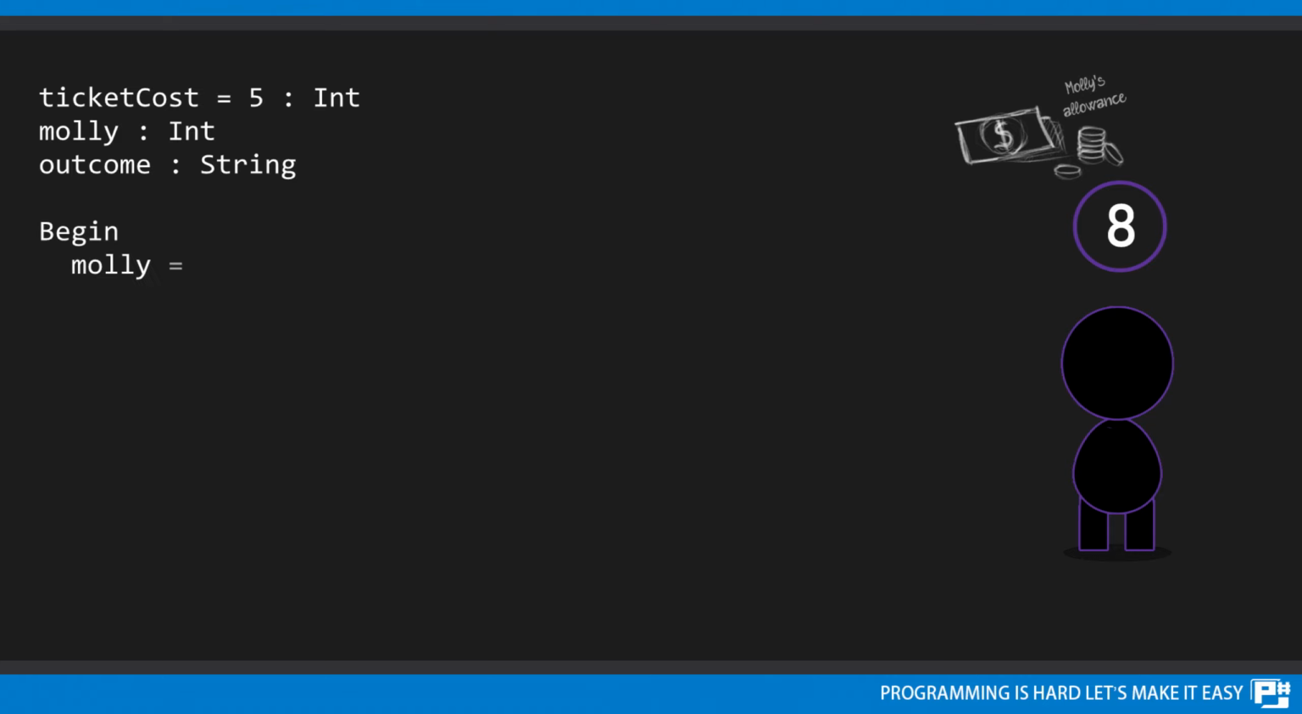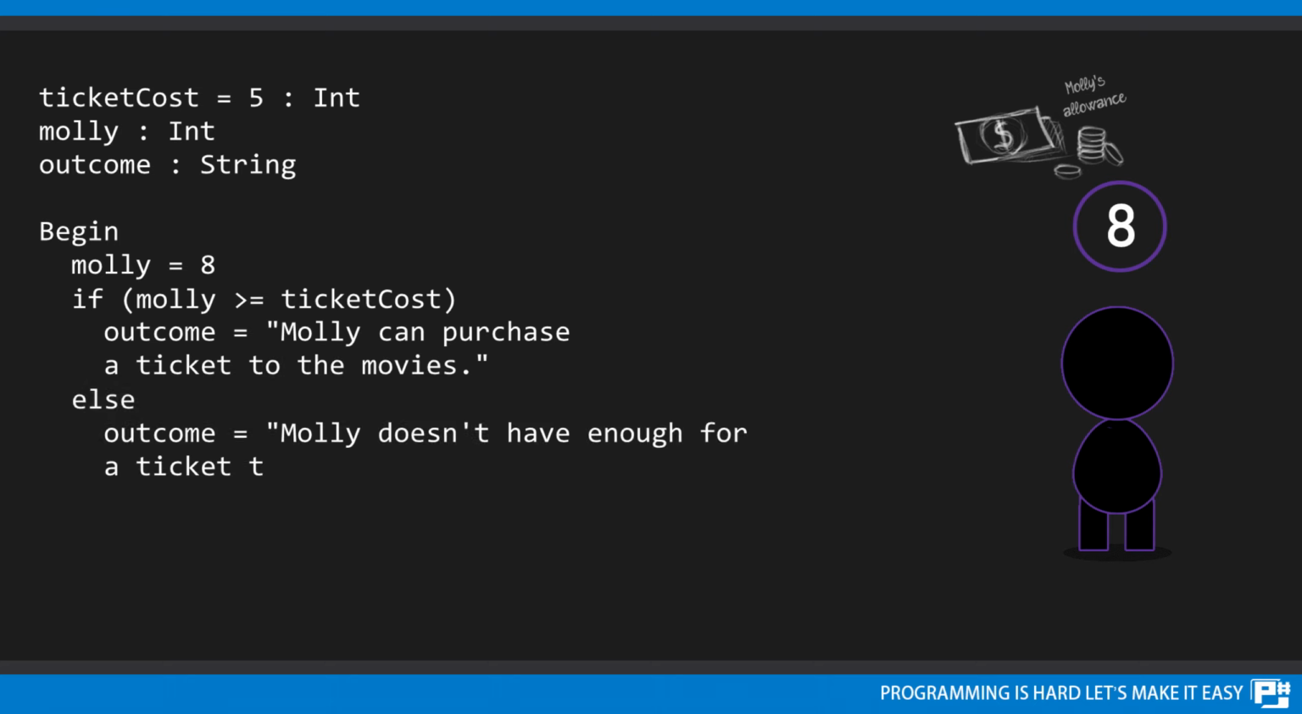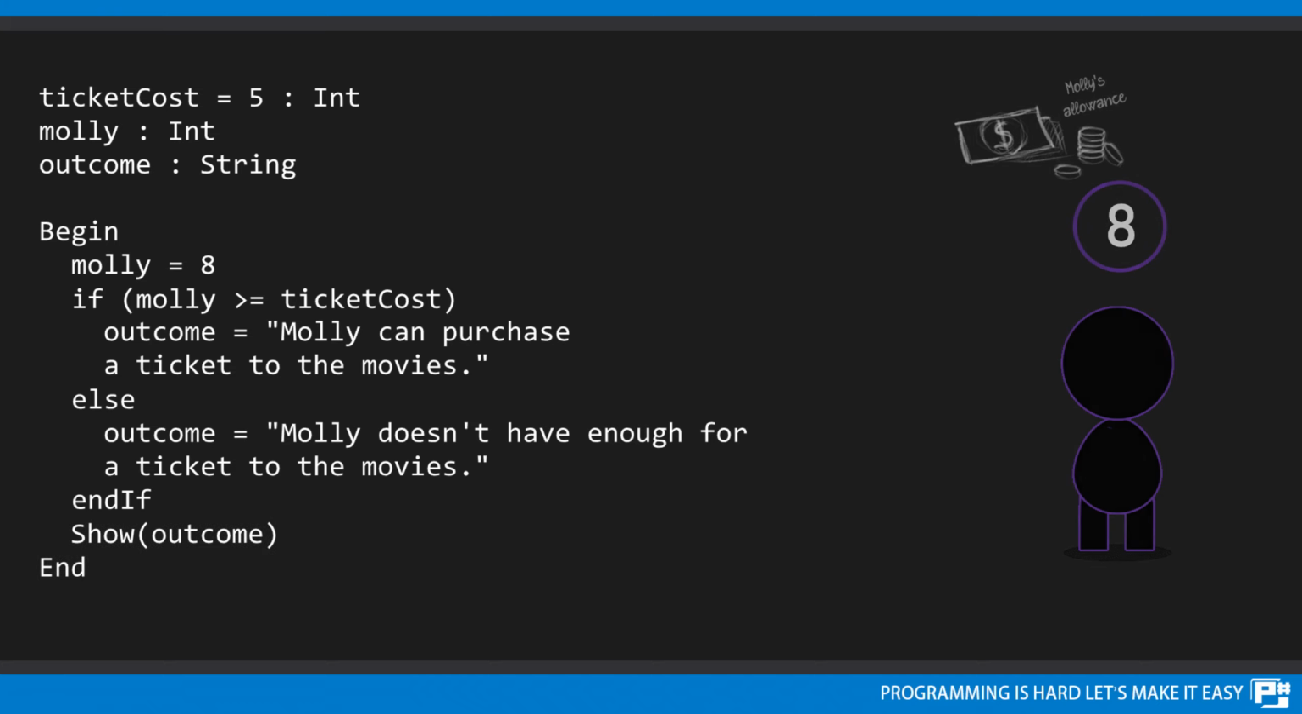Our condition has to compare the amount of money Molly has and the cost of the ticket. This means that Molly must be greater than or equal to the ticket cost. If it's true, then the outcome is that Molly gets to go to the movies. If it's false, she won't have enough to buy the ticket and has to stay at home. After all that, we take a look and see what our outcome was.